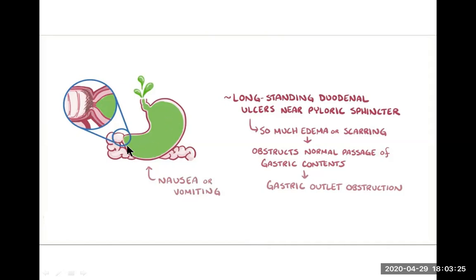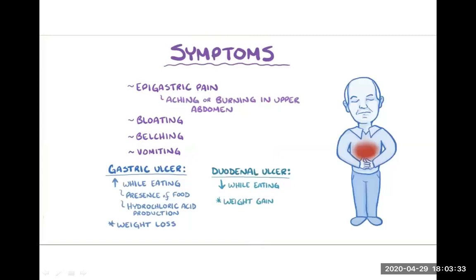That's the reason the food that we eat remains back in the stomach, which may cause nausea and vomiting. Coming to some of the symptoms, there will be increased gastric pain, aching or burning in the upper abdomen, and there will be bloating, belching, and vomiting. In gastric ulcer, you usually have more pain while eating. As food enters the stomach, more gastric acid is formed in response, and the presence of food and increased hydrochloric acid together cause increased pain.